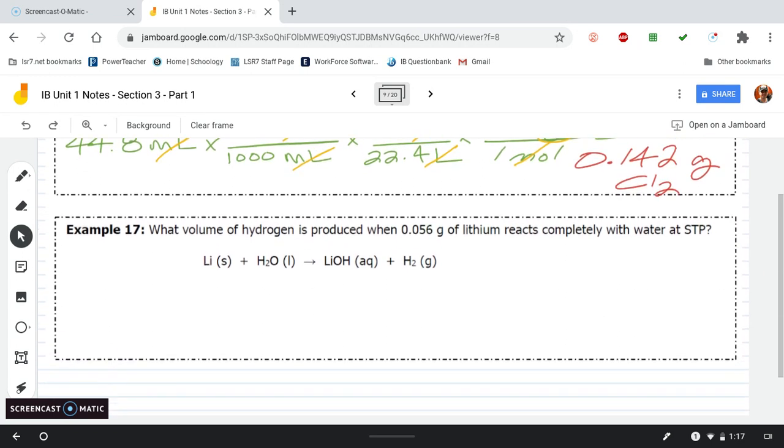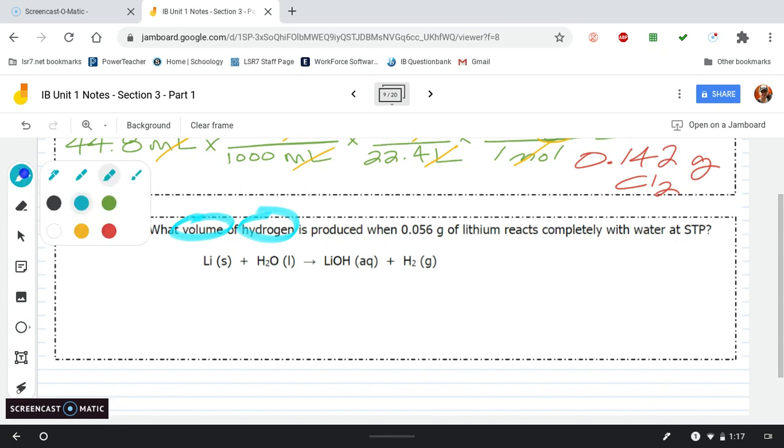So, okay, this one says: what volume is produced when 0.056 grams of lithium reacts with water at STP? I want to set this up and then have you guys try this. So we're looking for a volume of hydrogen. Let's start there. We're looking for question mark here, in liters. And then we have the starting amount, the lithium, right above the liters.